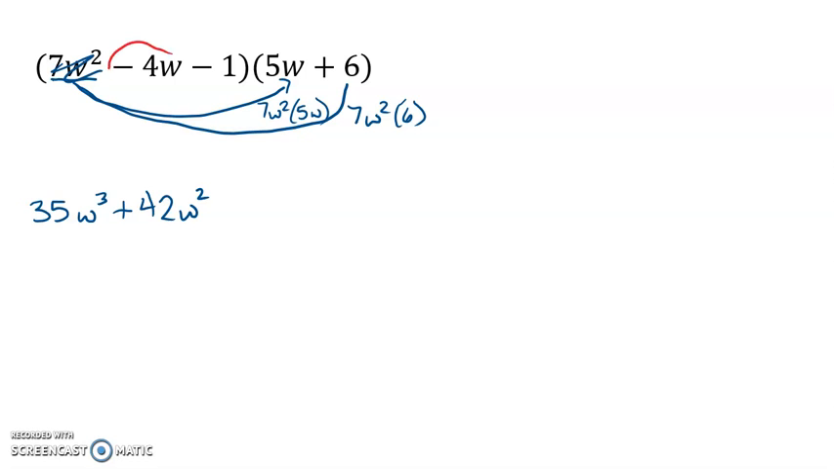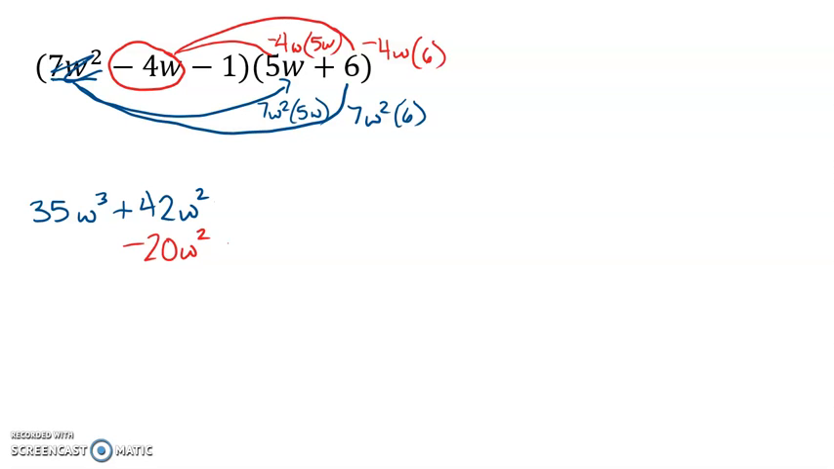All right, now we have to do negative 4w. You have to do all of them, right? So there's going to be a little bit more here. Negative 4w times 5w. Negative 4 times 5 is negative 20, and it's going to be w times w, so w squared. So I'm going to put it under here, negative 20w squared. And then negative 4w times 6 is going to be negative 24w. And I'm done with the negative 4w.